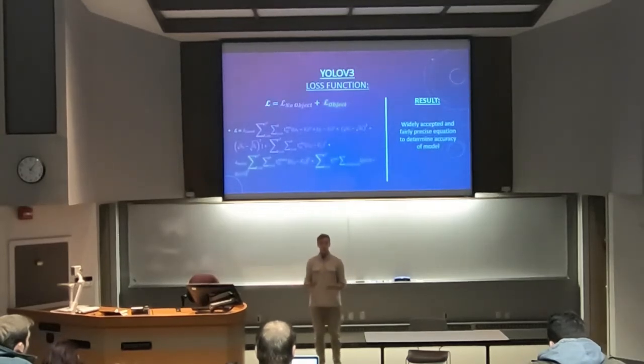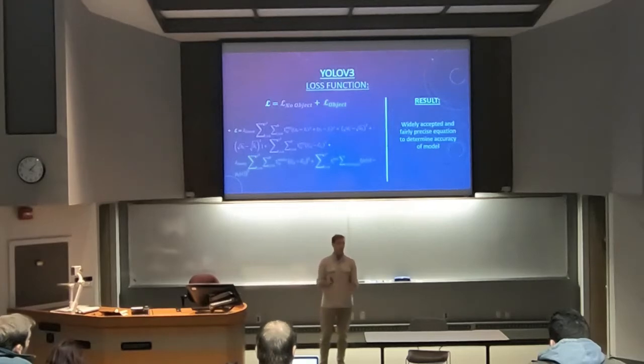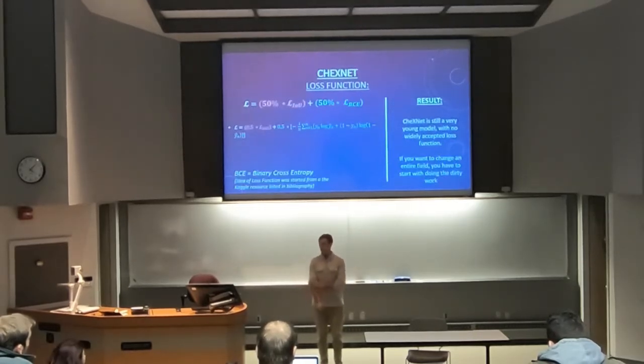YOLO v3 uses a different kind of loss function, which accounts for no object, the loss of not having an object in the image versus having an object in the image. That's the mathematical concept behind it. This is also a very widely used and precise equation, but it could be refined a little more. There have arguably been people saying that YOLO v3 is not nearly as accurate as Mask R-CNN, so this is something still to be explored. And then CheXNet.